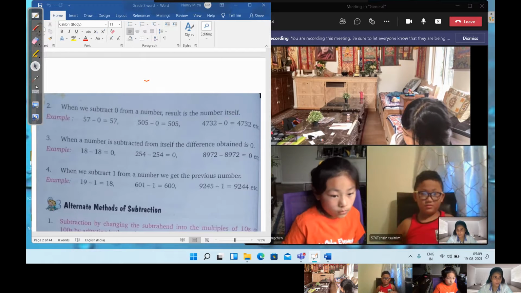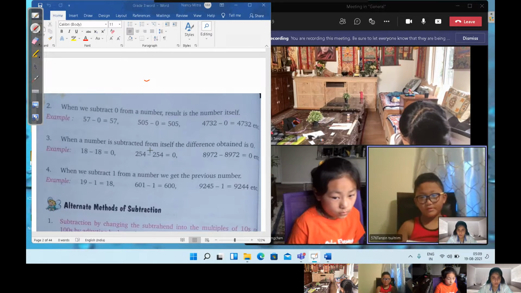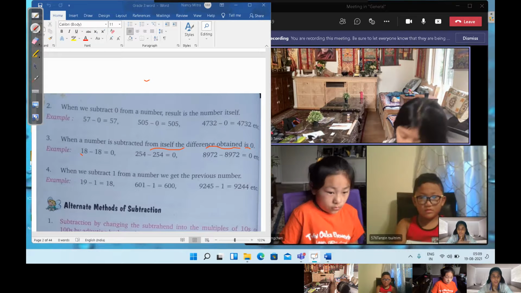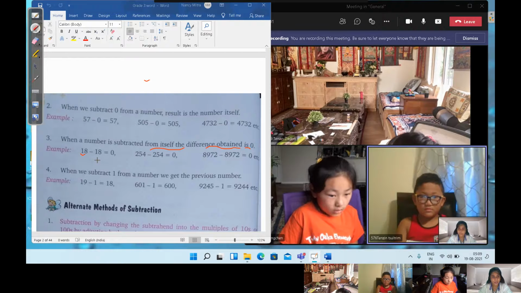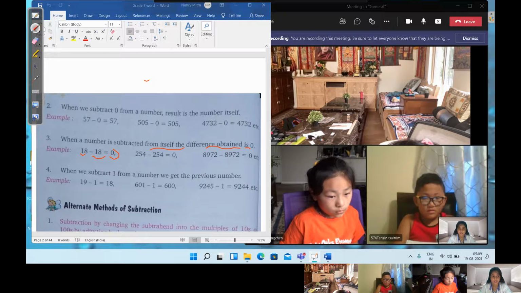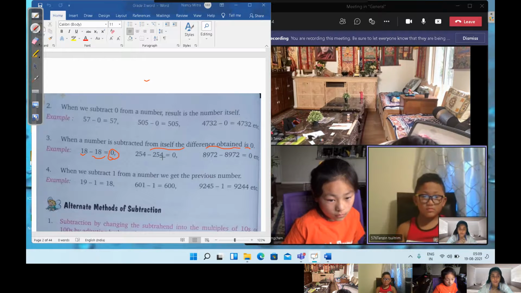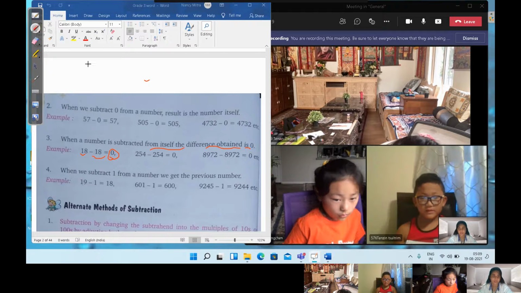And the third property is that when a number is subtracted from itself, the difference obtained is 0. For example, if you have 18 toffees and you subtract the same number, then you get 0. It means when a number is subtracted from itself, the difference obtained is 0.